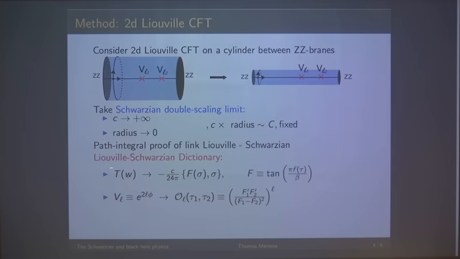In particular, the Liouville stress tensor maps to the Schwarzschild derivative itself, and a Liouville primary vertex operator maps to the Schwarzschild bilocal operator that I mentioned on the previous slide. So we are led to consider Liouville amplitudes between these Z-branes on a cylindrical surface with these Liouville primaries in between, and take this double scaling limit, and that should compute for us Schwarzschild bilocal correlators.